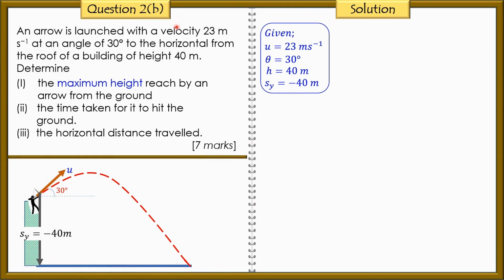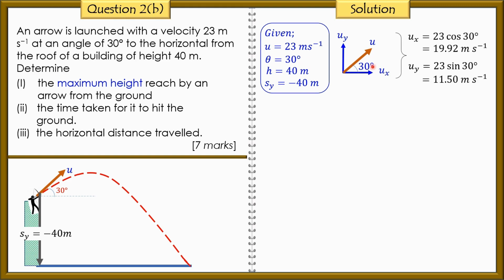Question 2b. An arrow is launched with a velocity of 23 meter per second at an angle of 30 degrees to the horizontal from the roof of a building of height 40 meter. Referring to the question, you can list the information given. Before you solve the question, you can identify the hidden information, where we get the value of u and theta, so you can calculate ux and uy.